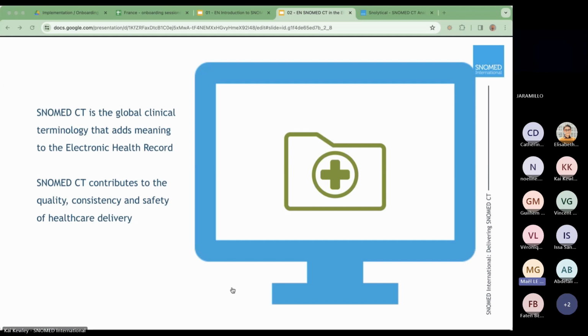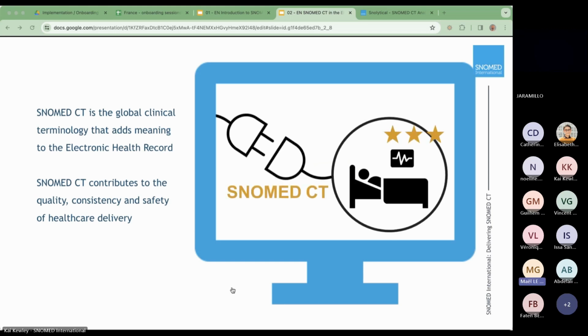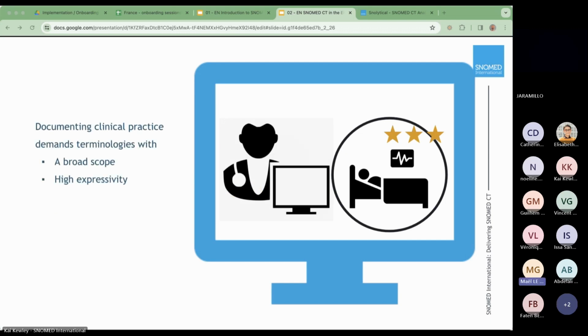SNOMED CT is the global clinical terminology that adds meaning to electronic health records. As the clinical terminology of choice for EHR systems throughout the world, the clinical knowledge within SNOMED CT is increasingly being used to contribute to the quality, consistency, and safety of healthcare delivery. In order for SNOMED CT to support clinical documentation in electronic health records, it requires a broad scope and a high level of expressivity.